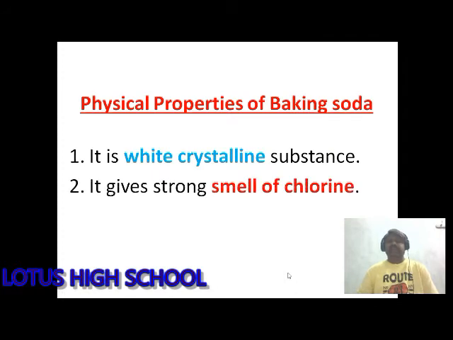The second is that it gives a strong smell of chlorine. Here you may have a doubt, sir, what does strong mean, and weak? For example, near your mouth, place Zandu Balm and feel its smell, then compare with Amrutanjan. If you observe the two smells, Amrutanjan is very strong. That is known as a strong smell.